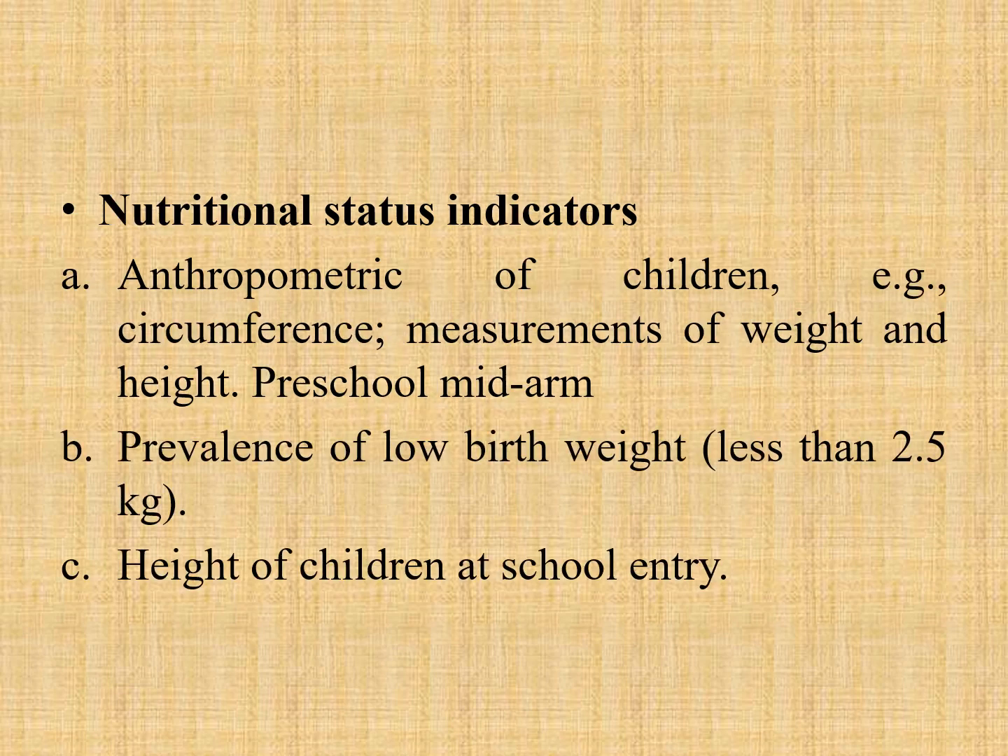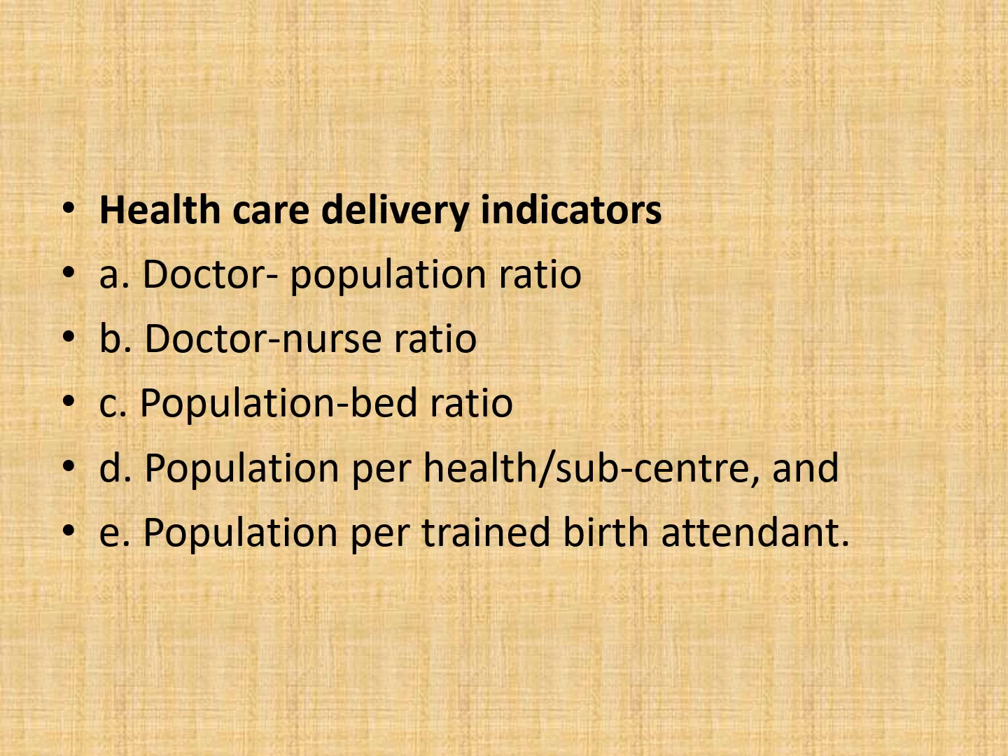Another type of indicators are nutritional status indicators. These are the positive health indicators. There are three main nutritional status indicators that are considered important. These are anthropometric measurements of preschool children, in which we measure weight, height and mid-arm circumference. Next is prevalence of low birth weight, that is children who weigh less than 2.5 kg, and the height of children at school entry. So these are the nutritional status indicators.